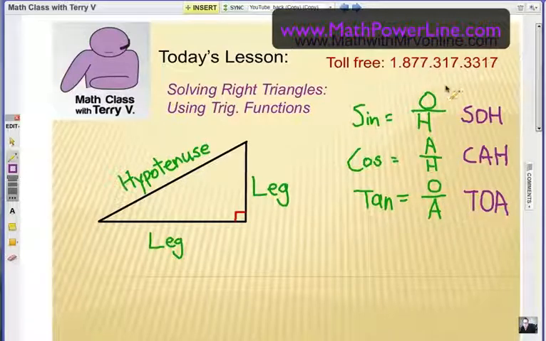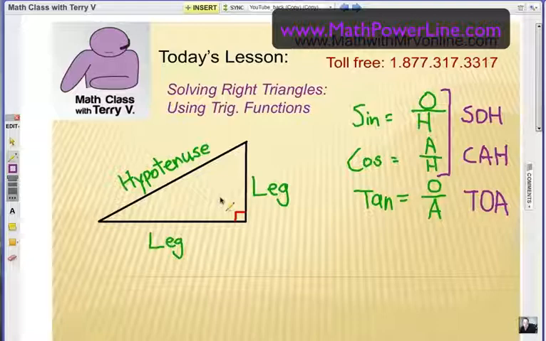Another quick thing to remember is the sine and the cosine functions all have to do with the hypotenuse. Notice the h in each one of them. So the hypotenuse is in a ratio with either of the legs. Okay, that's sine and cosine. The tangent has both legs put together in a ratio. The tangent always involves the two sides that make the right angle.